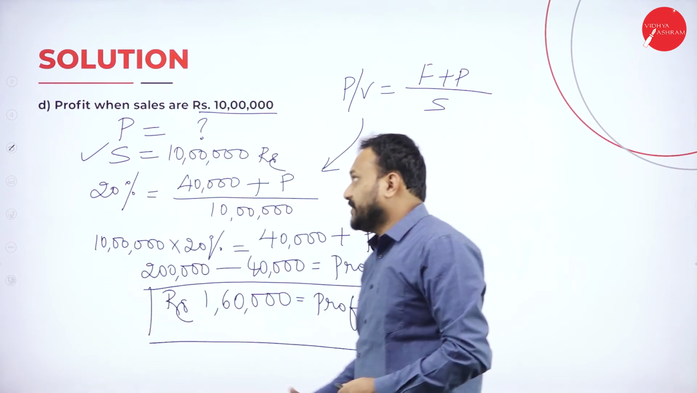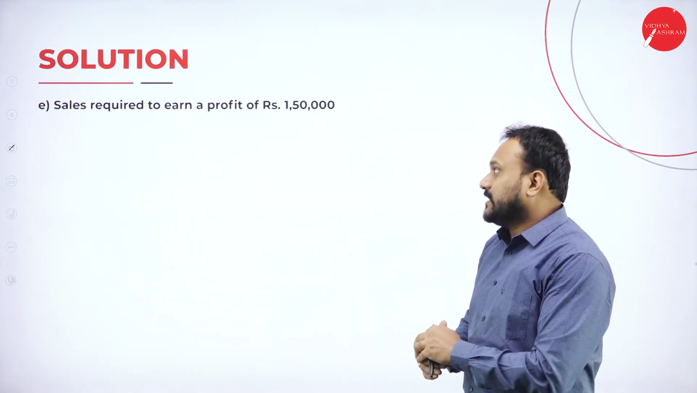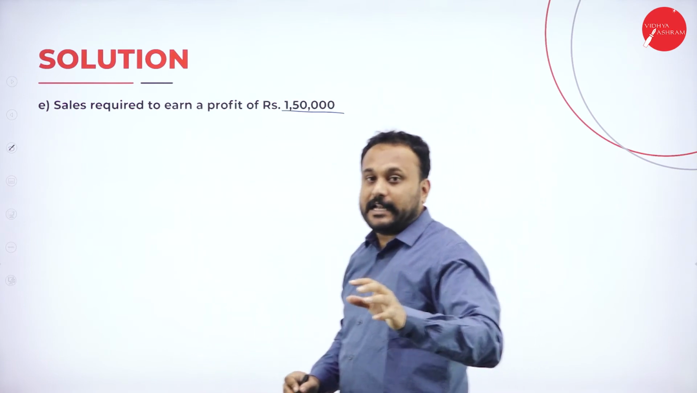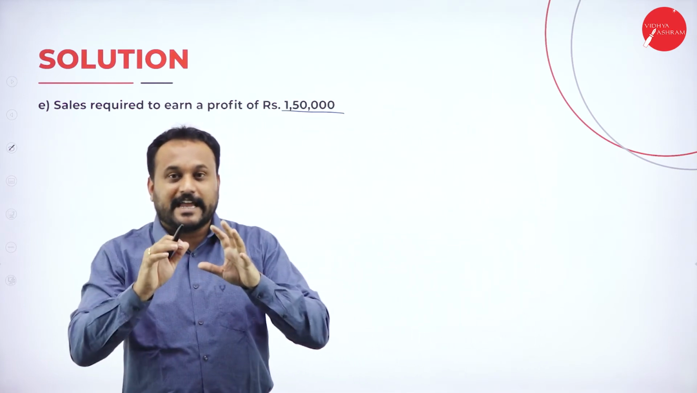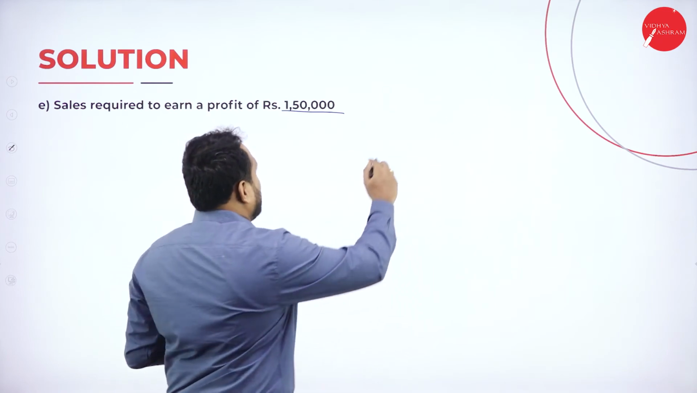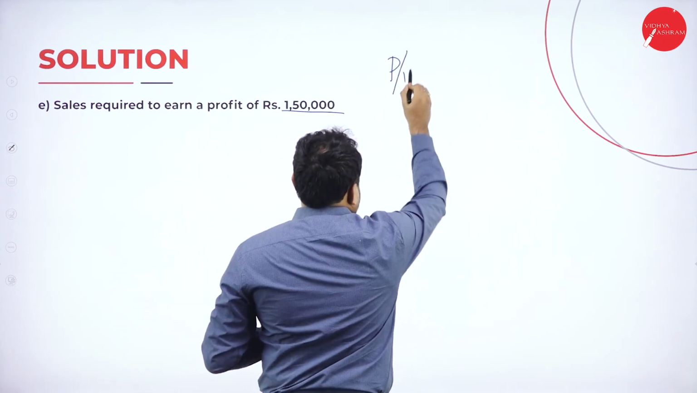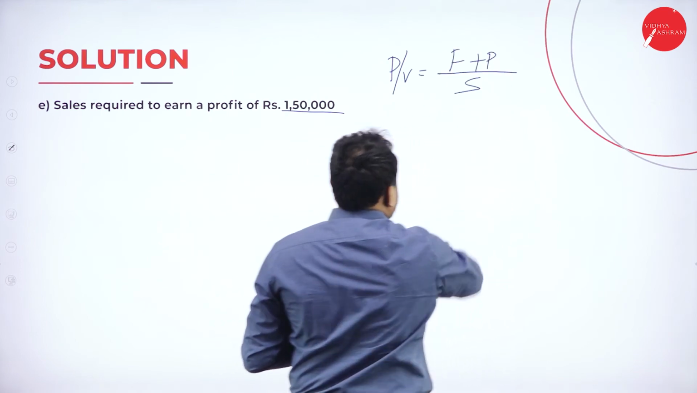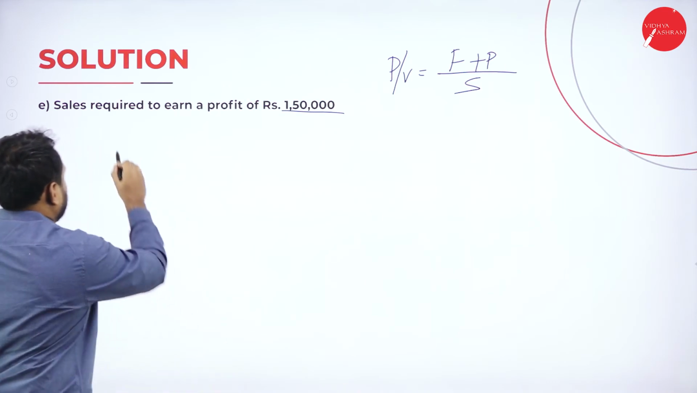Let's go with the next question. That is E. Sales required to earn a profit of 1,50,000. So you should tell me what exactly the formula is. Exactly, very true. The formula is again the Abhilash Chandra trick, that is PV is equal to F plus P divided by S. So what is my PV?